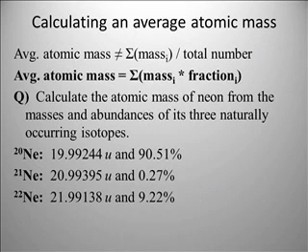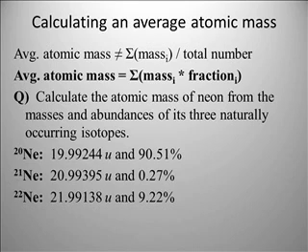So let's try calculating an actual atomic mass. Remember, the average atomic mass is not the weight of all the isotopes divided by the total number. That's incorrect. What you have to do is take the sum of the mass times the fraction, usually expressed as a percentage. Let's calculate the atomic mass of neon from the masses and abundances of its three naturally occurring isotopes. Pause the video, give this question a try, and then check your answer.